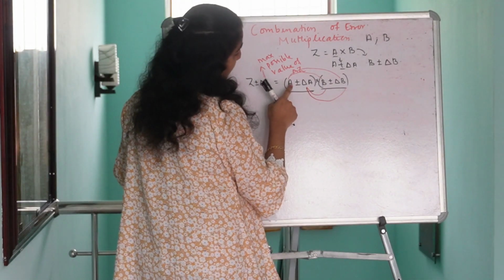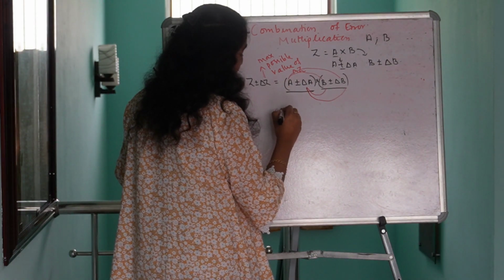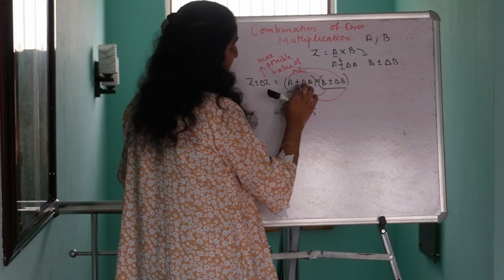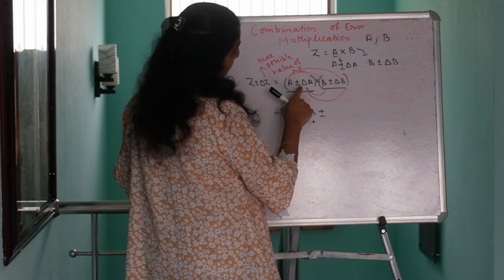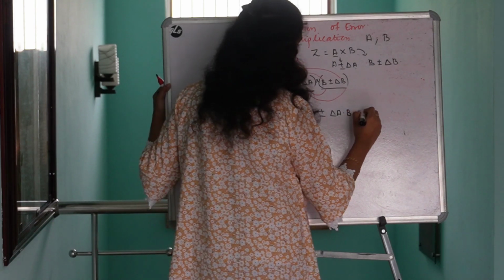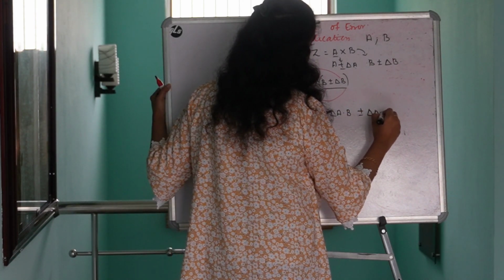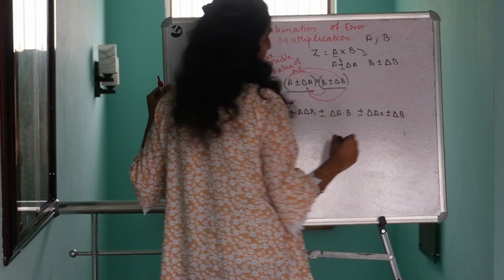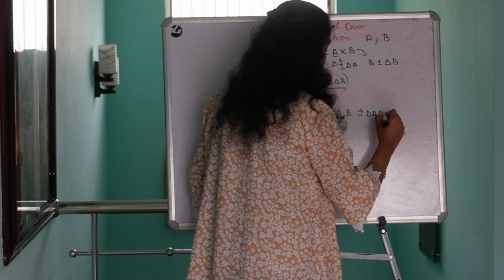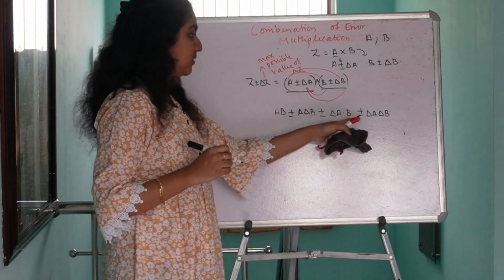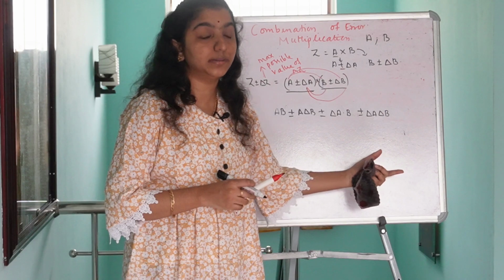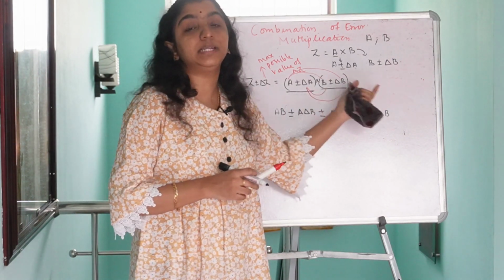So we can say A into B is equal to AB, again plus or minus A into del B. Is it clear? Now I am going to multiply by del A. So plus or minus del A into B, plus or minus del A into plus or minus del B, isn't it? Here we can write plus or minus del A into del B. This is how we open the brackets when we are multiplying the terms.